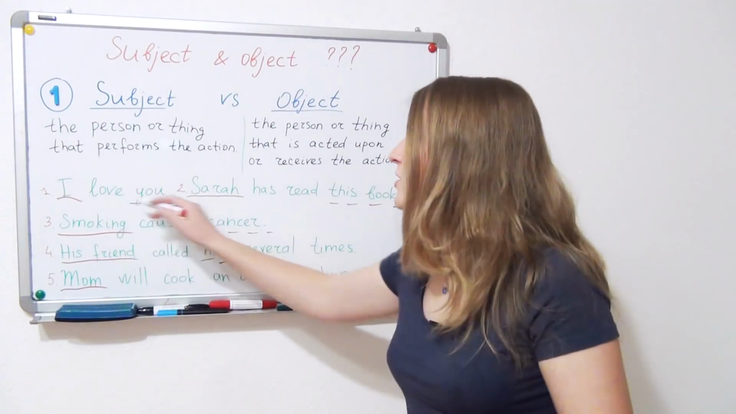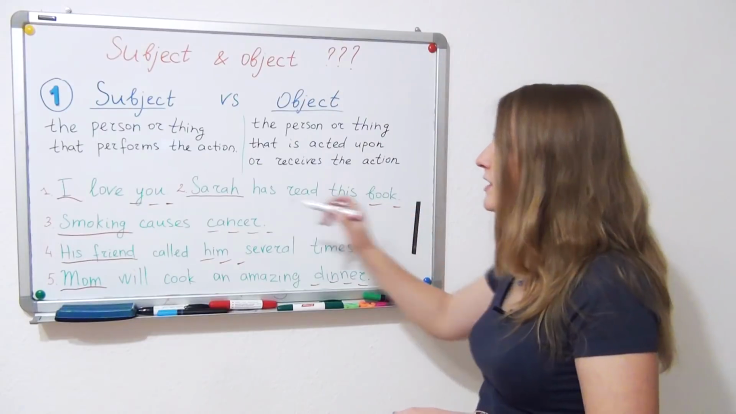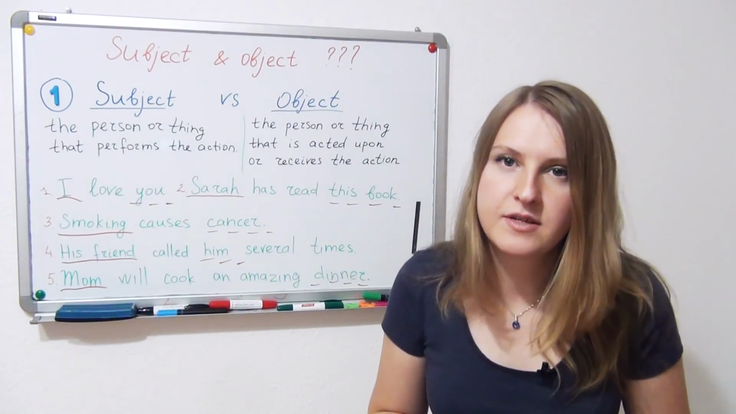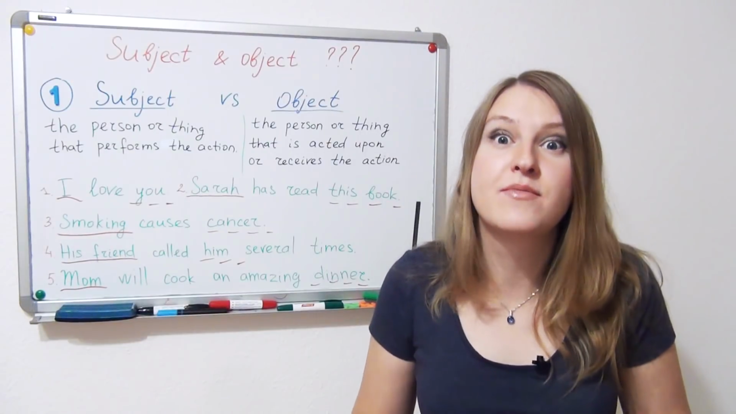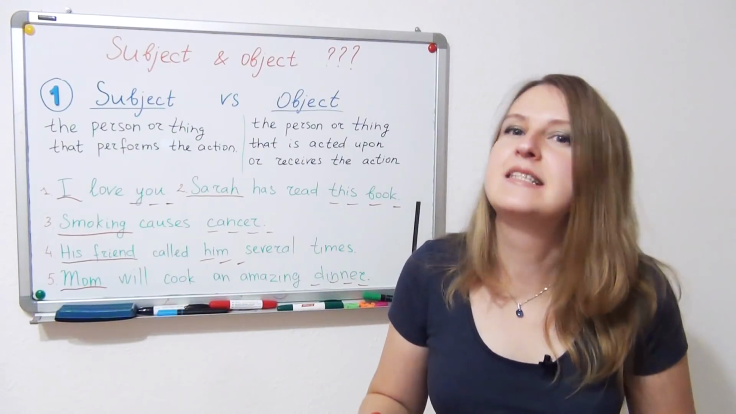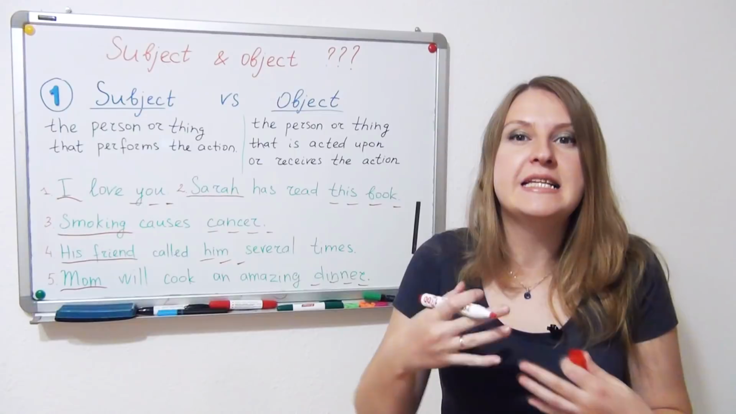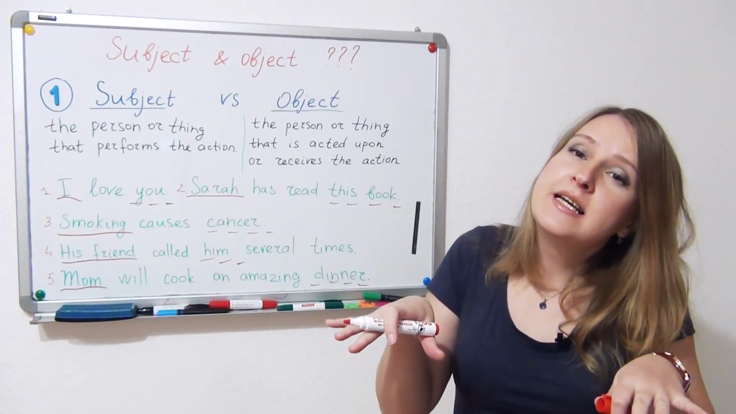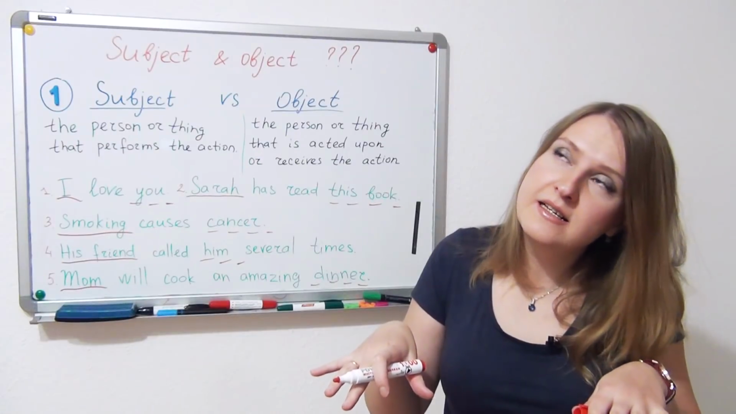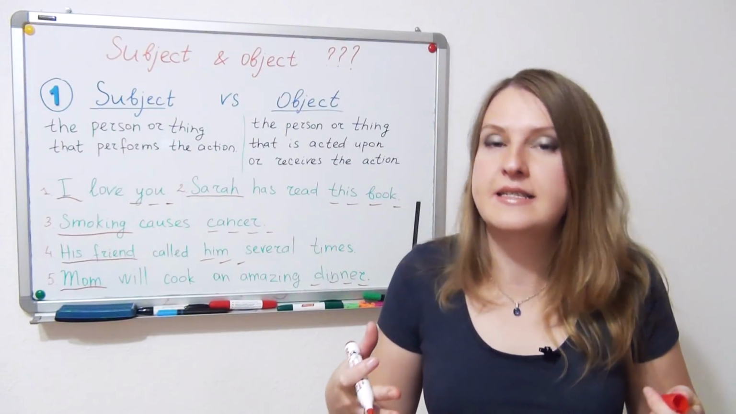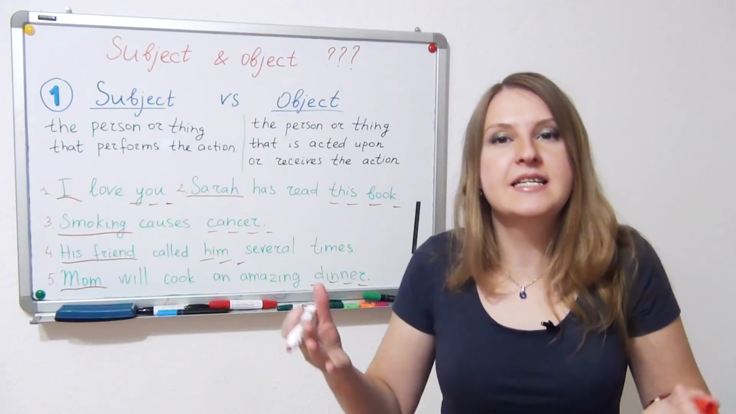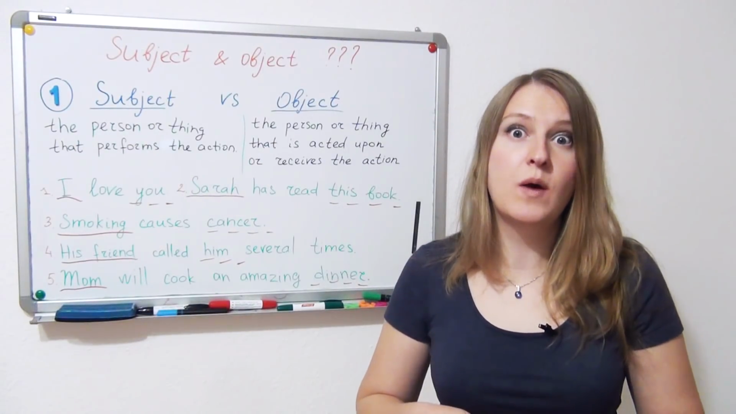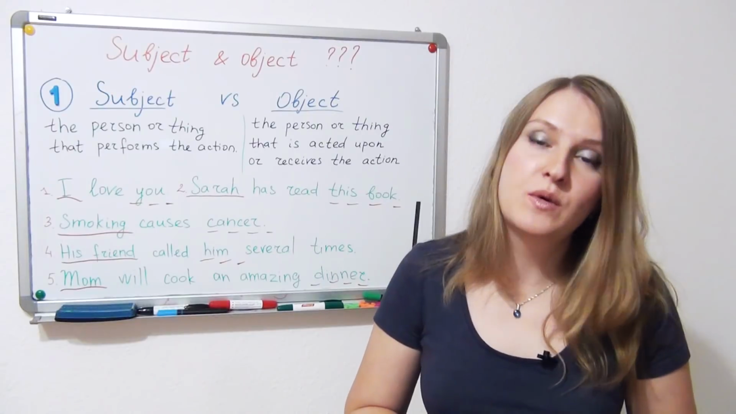Now, subject, object, subject, object, subject, object. Remember that the subject is active. The subject is doing something, influences something, or the subject is in a certain state, while the object is passive. It is not doing anything. It is being influenced. It is being acted upon. That's it. And now let's take a look at the questions and the word order we are supposed to use there.